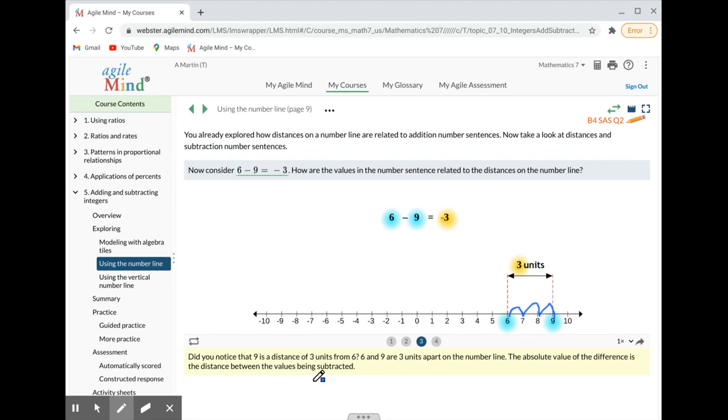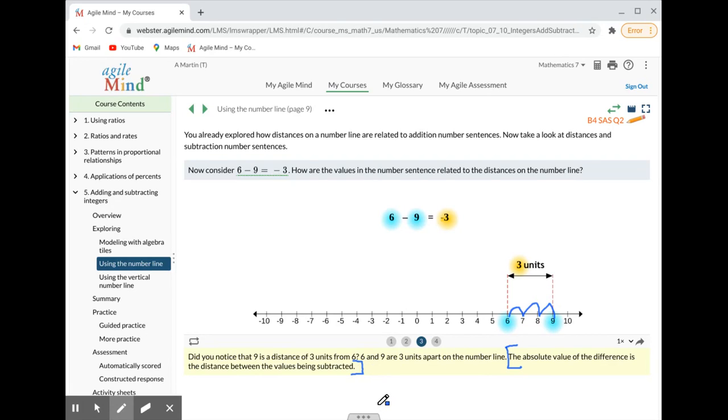All right. Now, we know that 6 minus 9 equals negative 3. But the question that it asked us is, did you notice that 9 is a distance of 3 units from 6? Well, yeah. We know that 6 and 9 are 3 units apart on the number line. And we also know that the absolute value of the difference is the distance between the values being subtracted.